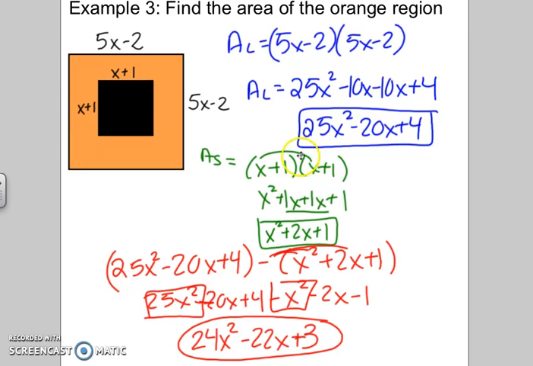Okay. So area of the large minus area of the small is what I set up right here. And then I distributed my negative to everything on this side, which made it negative x squared, negative 2x, and negative 1. So when I combine like terms, I did 25 minus 1 and got 24x squared. Then negative 20 minus 2 and got negative 22x, and then 4 minus 1 is a 3. So this right here is my final answer for the area of the orange region, okay?